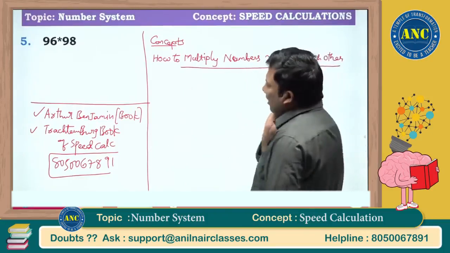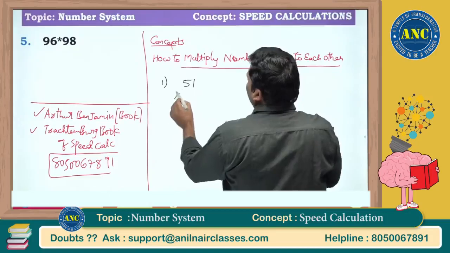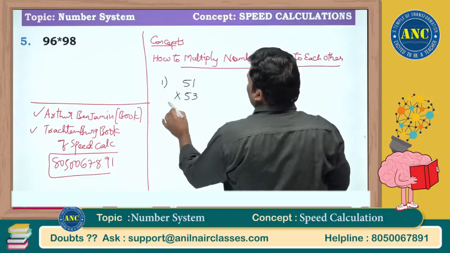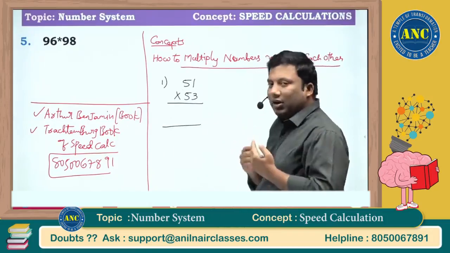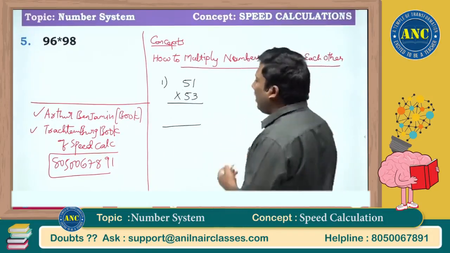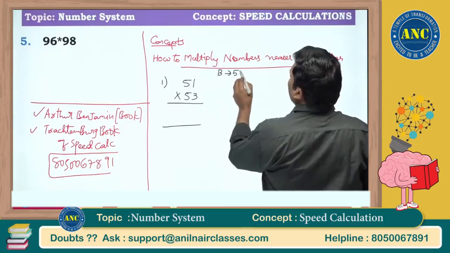Now see here. First problem. Suppose the question is 51 into 53. Step number 1: both are nearer to which multiple of 10? Both are nearer to 50.